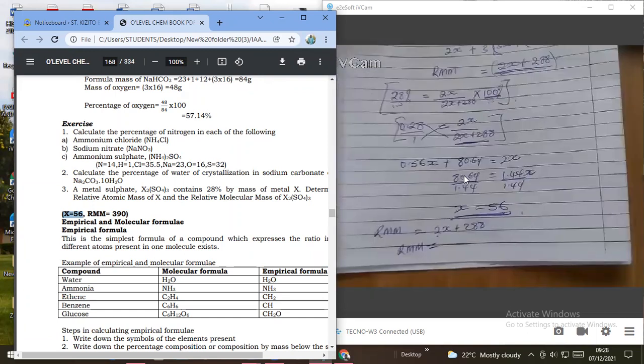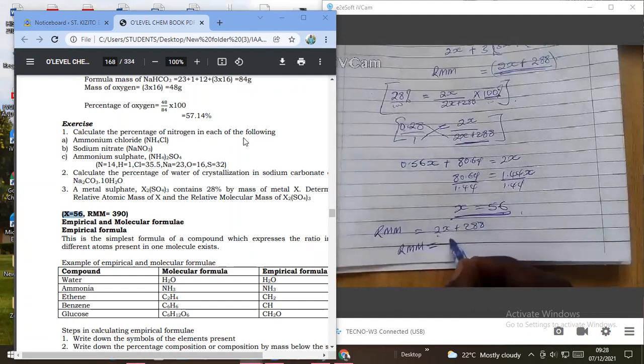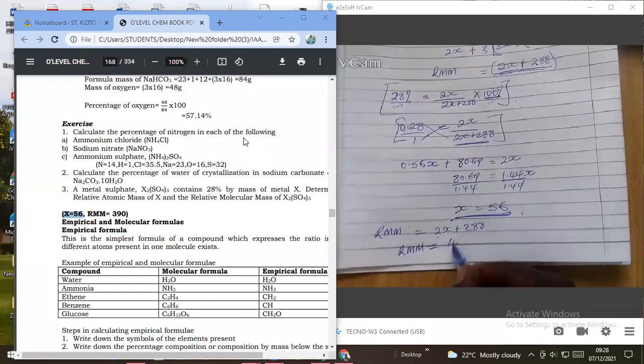We don't have calculators here. 100. It is 400. 400.